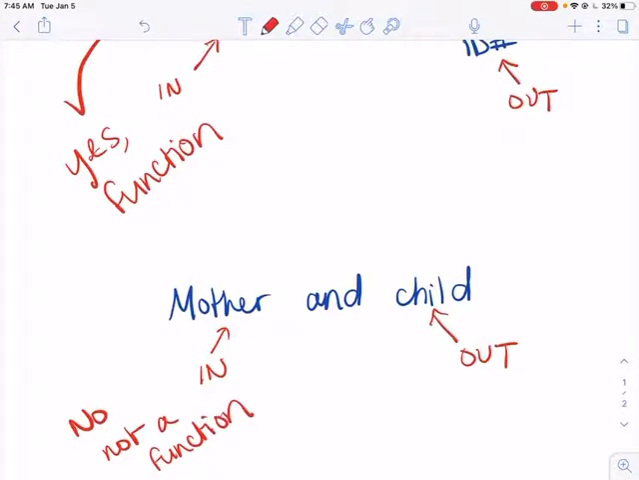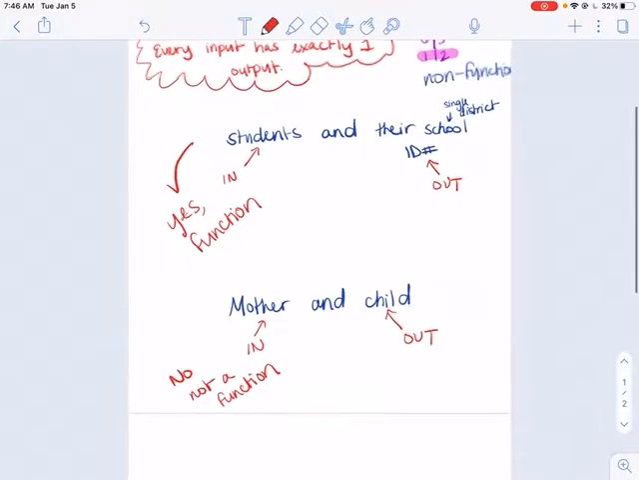Now you might say, well, there are some mothers that have just one child. That's fine. But if there is a possibility of one input having more than one output, then it's not a function. So the first way that it might be described to you is that you just have 2 different things separated by the word and.